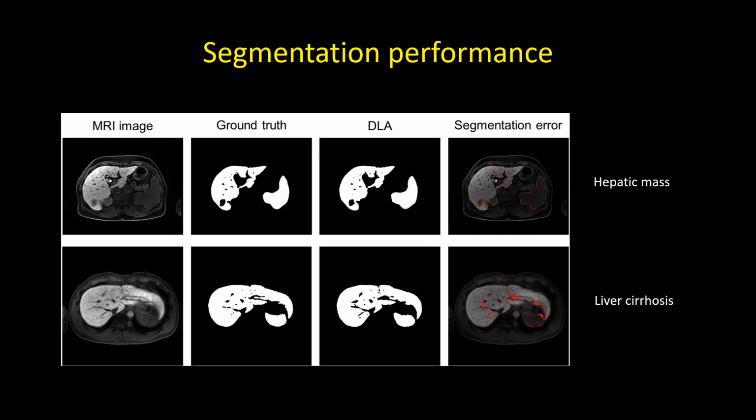The ground truth and the segmentation maps produced by the deep learning algorithm showed good agreement with a very small segmentation difference, even in the patients with liver mass or liver cirrhosis.